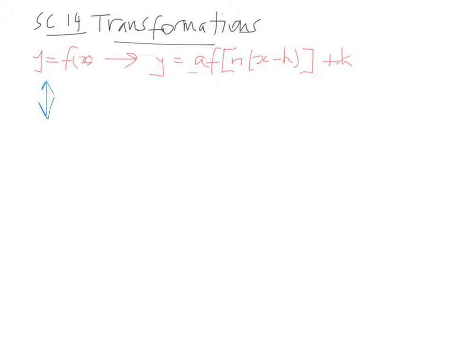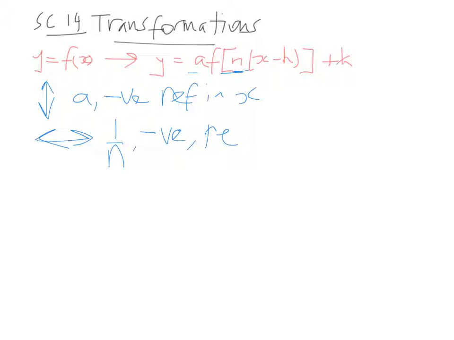from x. And if a is negative, then it's a reflection in the x-axis, or around the x-axis. And then we've got n. N controls our dilation from y, but that's 1 over n. So 1 over n is our dilation from y, and if that is negative, then we have a reflection in the y-axis, or around the y-axis.